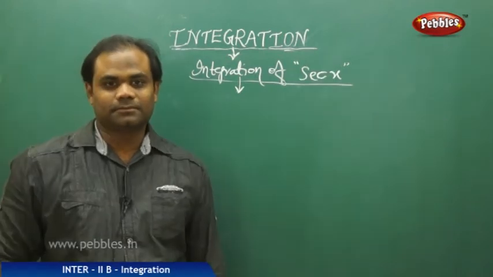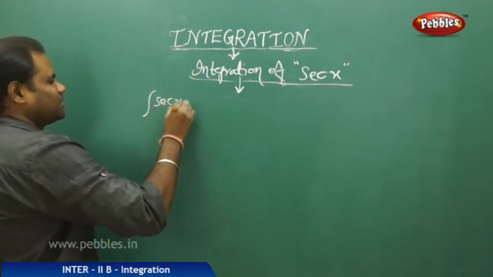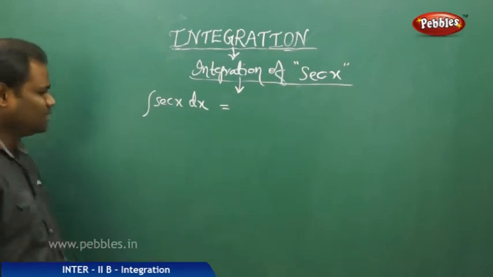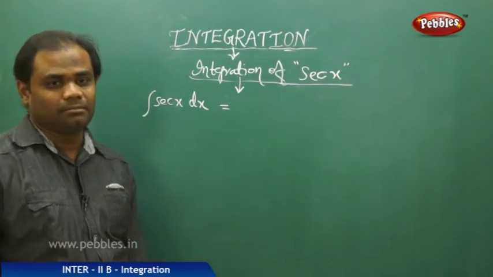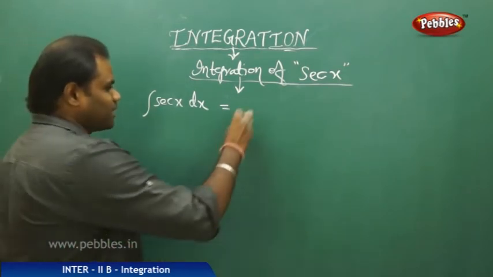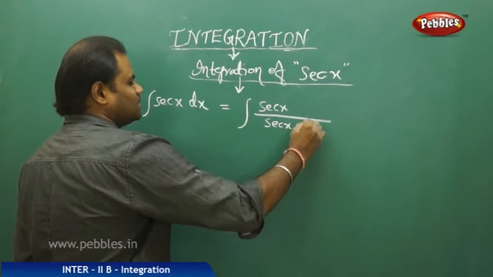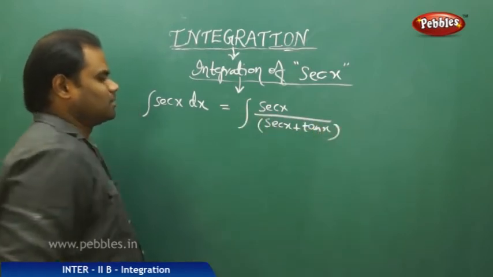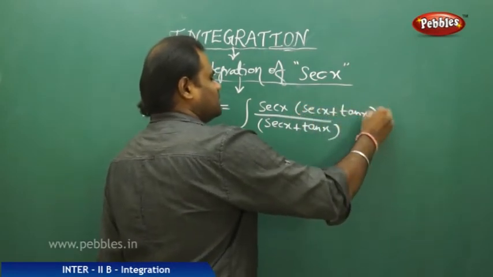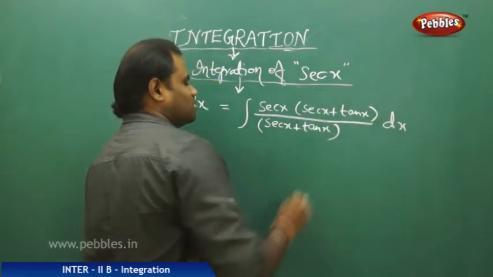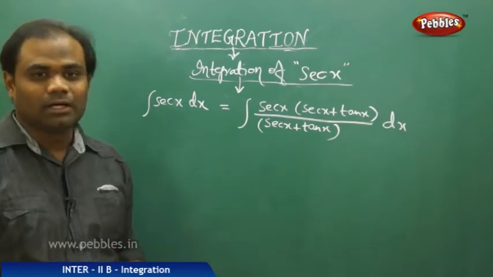Next is integration of secant x. Say I want to integrate secant x dx, then we don't have any formula for secant. Of course, if we write secant as 1 by cos, that doesn't help in evaluating this. So let's try some other method where I multiply and divide by secant x plus tan x, with the denominator secant x plus tan x and the numerator secant x times secant x plus tan x dx. Let's see if multiplying and dividing by this factor helps in identifying the formula for integral secant x dx.